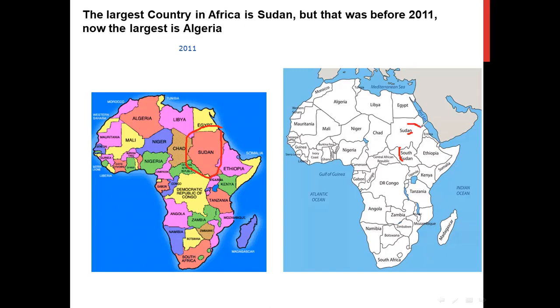So right now, if I'm asking you in 2020, who is the biggest country in Africa? You will not say Sudan, you will say it's Algeria. So the biggest country right now in Africa is Algeria. But many years ago, in 2011, the biggest country was Sudan. At that time it was Sudan, but right now it's not.